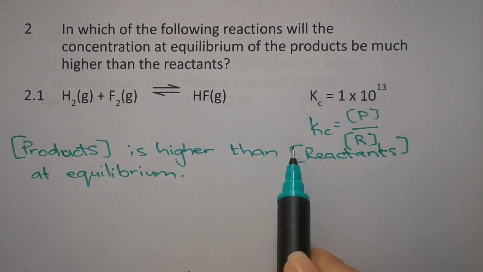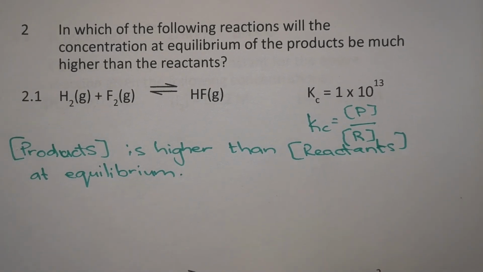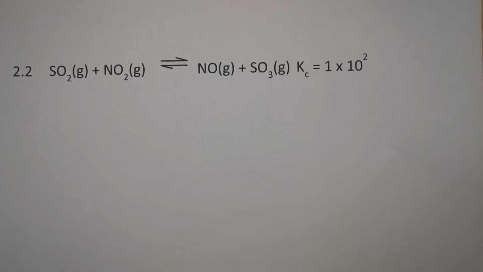So this tells me that this is a very economically viable reaction. This is a reaction that could make me quite a bit of money, because I'm going to get loads and loads of product out when I'm actually doing this particular reaction. Let's look at the next example.